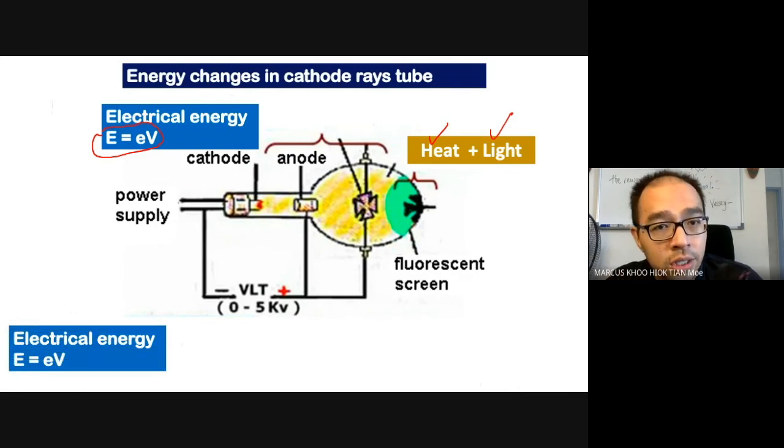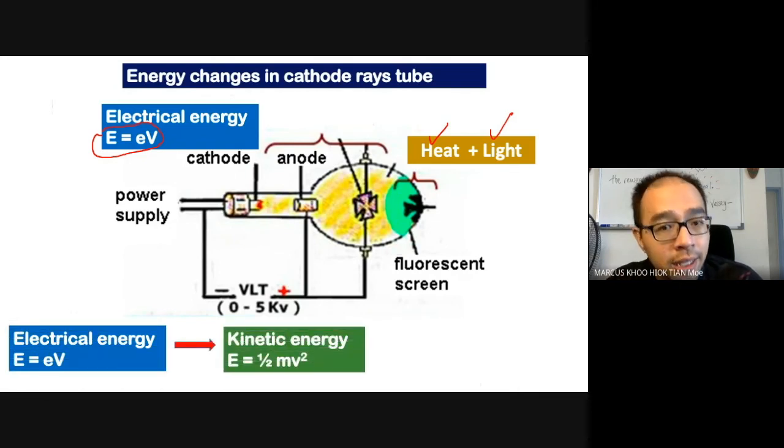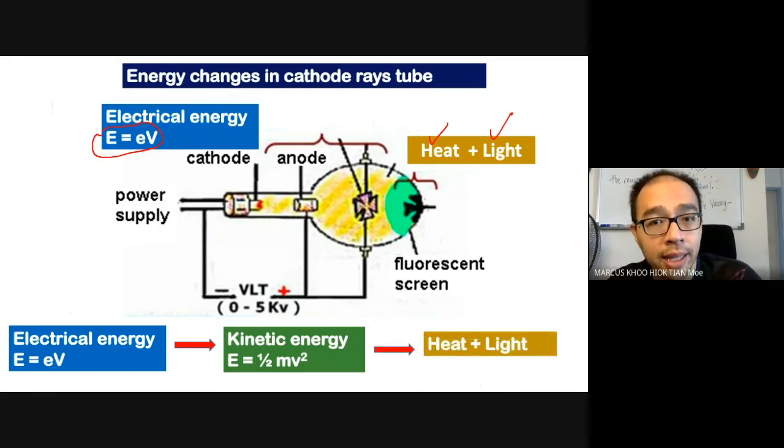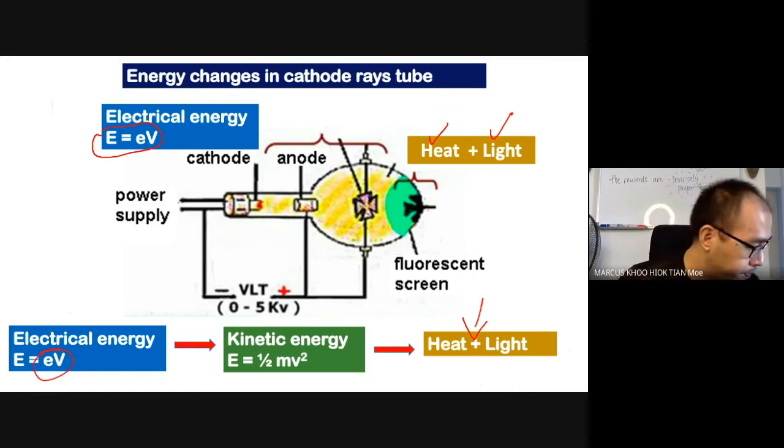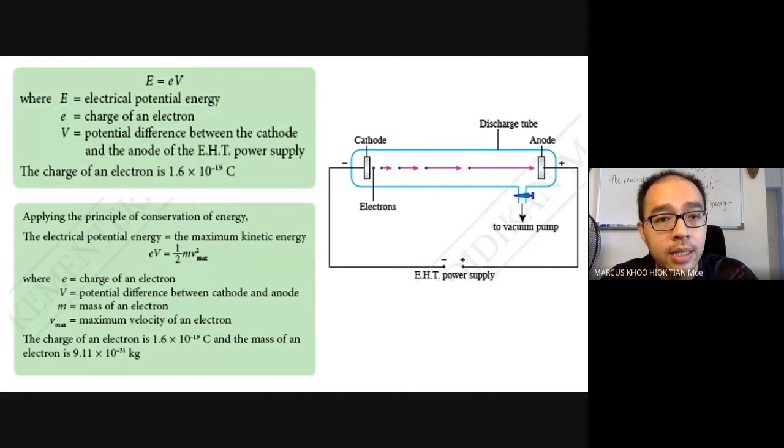Okay, so the electrical energy is going to convert to kinetic energy, which is half mv squared, which is then converted into heat and light. Again, we're not interested in this formula. We are more interested in this one, the electrical energy that is converted into kinetic energy. This is in your textbook. Just to let you know, the charge of one electron e is a constant. It's 1.6 times 10 to the power negative 19 coulombs. You studied this in chapter 3.